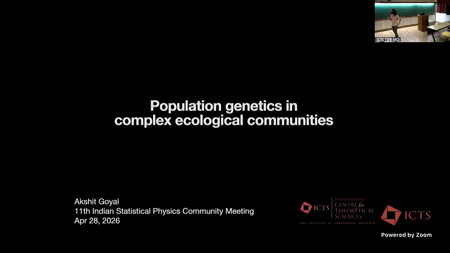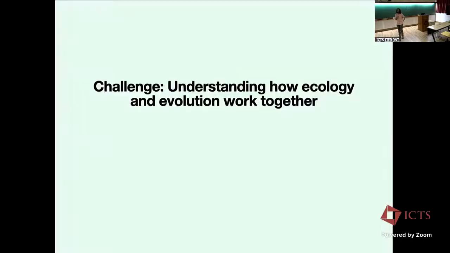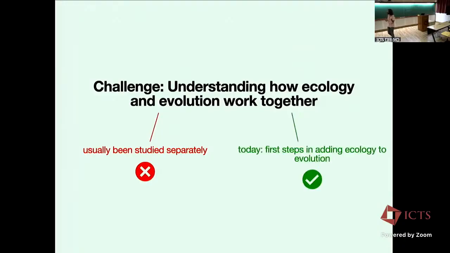All right, so I'm going to talk about what we call population genetics in complex ecological communities, and I'll just start at the outset by stating that one of the big challenges of the field that we're going to try and address today is to understand how ecology and evolution work together. Traditionally, people have studied the processes of ecology and evolution separately. There's a growing understanding that there are many physical and biological situations in which they work at very similar timescales, and so we cannot ignore one when we think about the other.